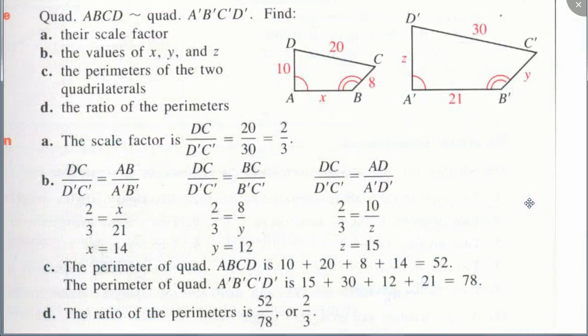So this is always going to be true. If two polygons are similar, you compare their perimeters, it'll be the same as the scale factor. Any question? All right, let's do one more example then.